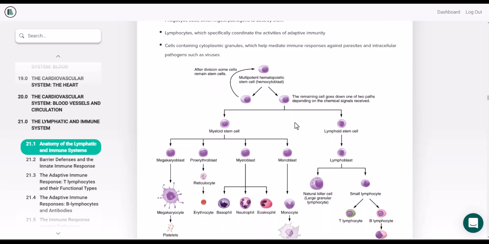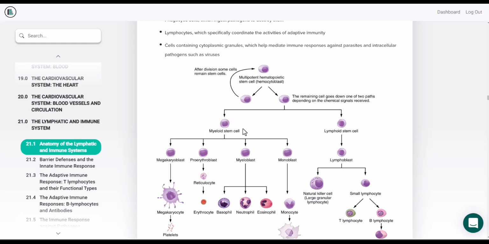So you've seen a similar chart to this, and just remember that all of your blood cells start out in the bone marrow by this hemopoietic stem cell, or this hemocytoblast. And the hemocytoblast can go into two directions, right?